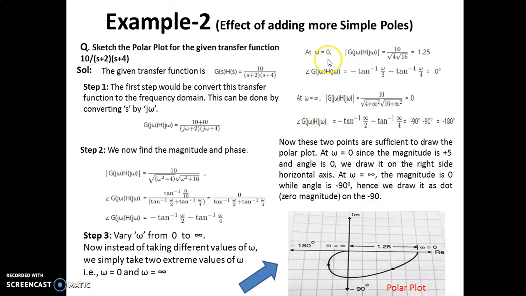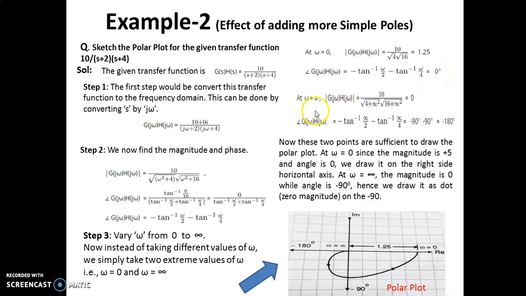At omega equal to 0, the magnitude is, here we have not converted into standard form, you can directly take it because it is already there. 10 by square root of 4 times square root of 16, substituting omega equal to 0. So that is equal to 1.25. And the angle is minus tan inverse 0 minus tan inverse 0, so the total angle is 0.